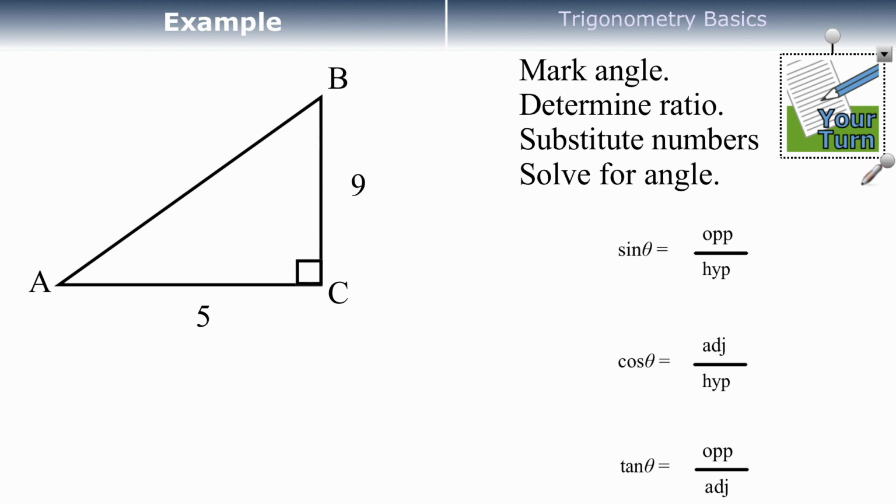Why don't you try one? Try this one, press pause, see if you can solve that one, and why don't we solve this for angle B? So you can solve for angle B and then see what you come up with. Press play after you're done.